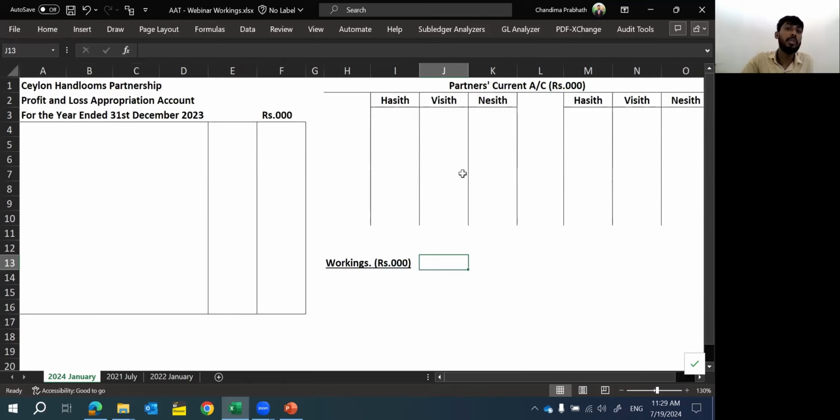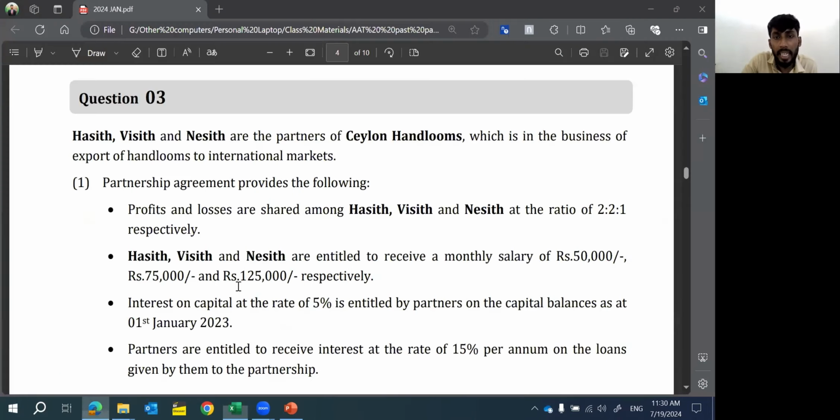Why? When you show the workings, it will be easy for the marking examiner to give additional marks in case your final answer is wrong. Now, we can start.